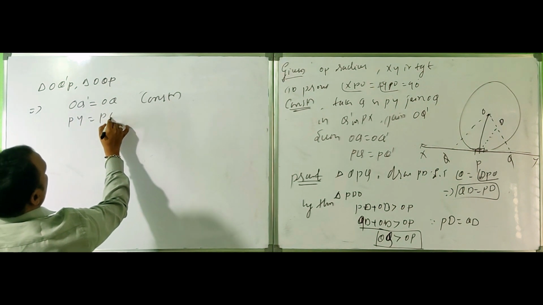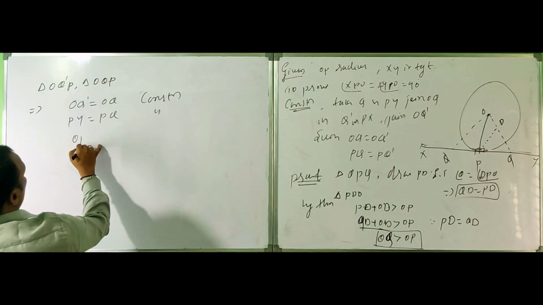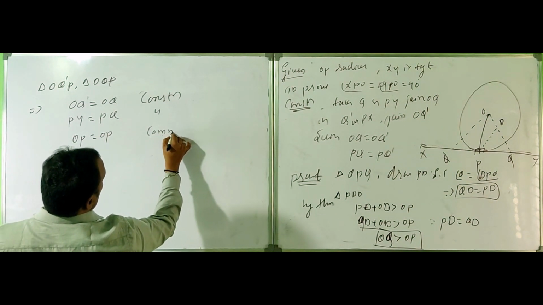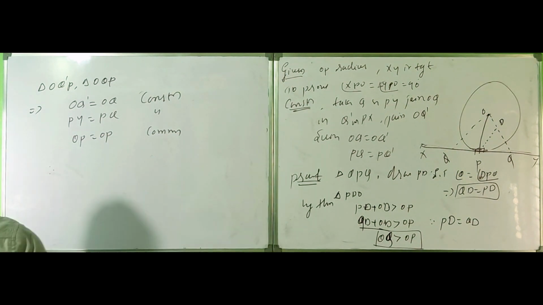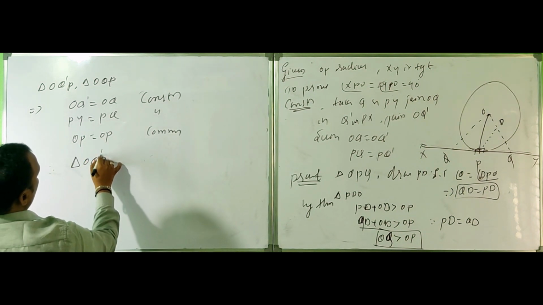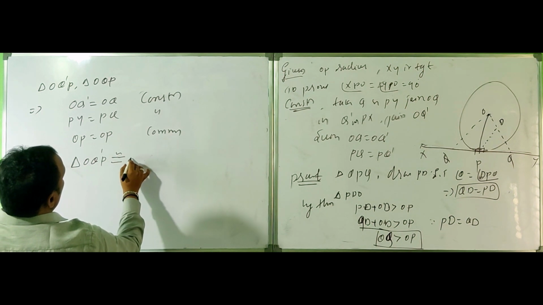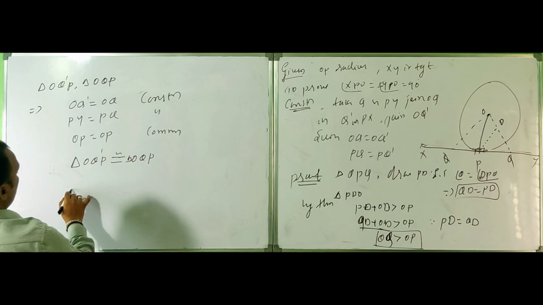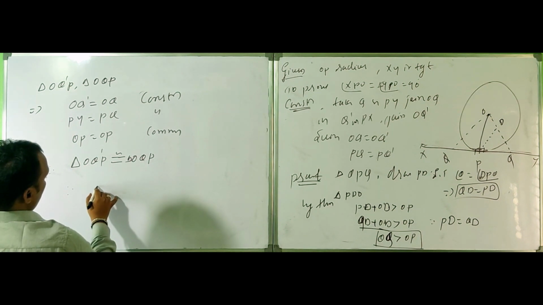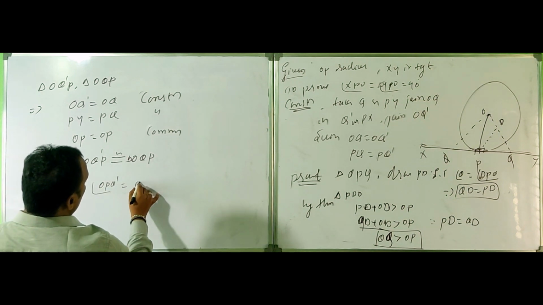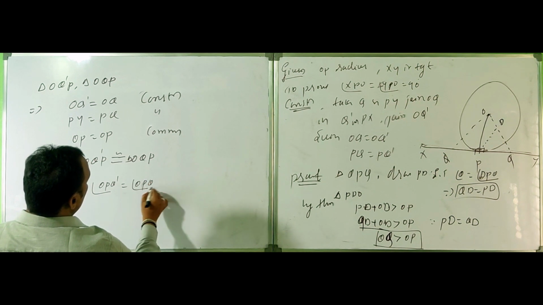PY is equal to PX by construction. OP is equal to OP, common. Therefore, both triangles are congruent: triangle OQP is congruent to triangle OQ'P. Therefore, angle OPQ' is equal to angle OPQ.